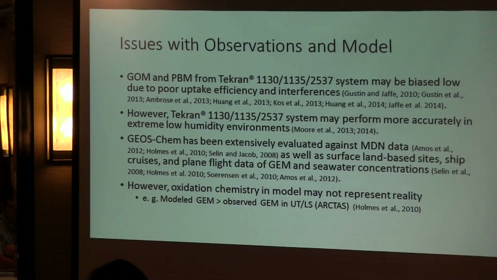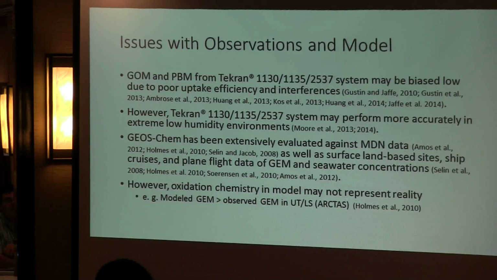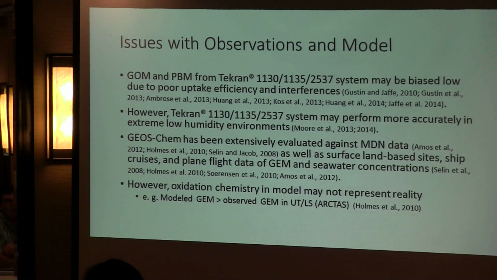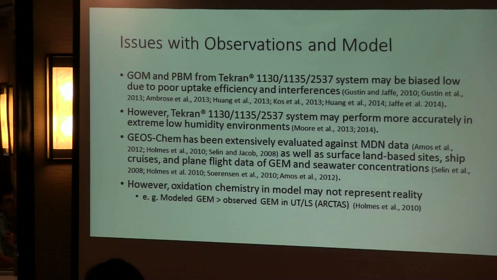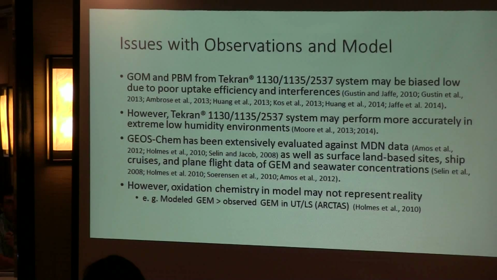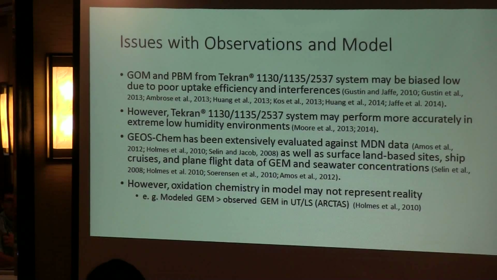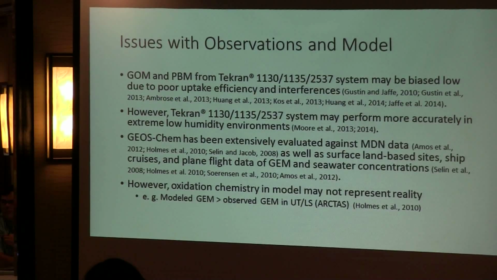There are issues with both the observations and the model, so this process was a bit iterative. We didn't assume the observations were correct, and we didn't assume the model was correct, but we decided to go ahead and do the comparison anyway. As has been talked about so far, the Tekran system measurements may be biased low due to poor uptake efficiency and interferences. However, these measurements may perform more accurately in extreme low humidity environments. And so that was the idea with looking at the high elevation sites that intercept dry free tropospheric air.